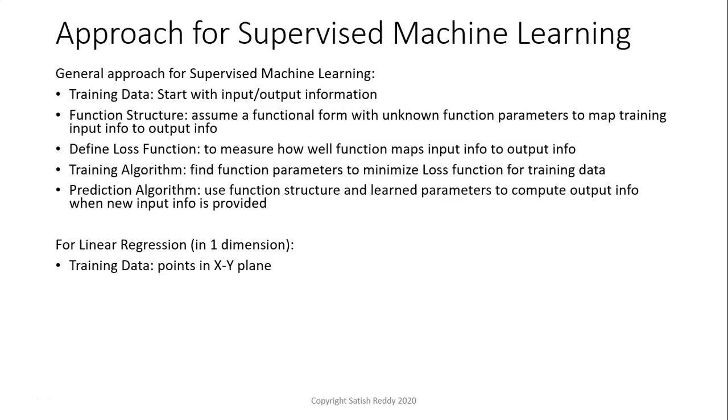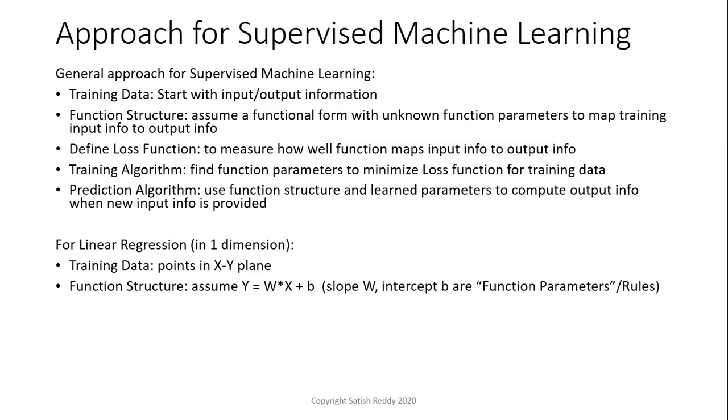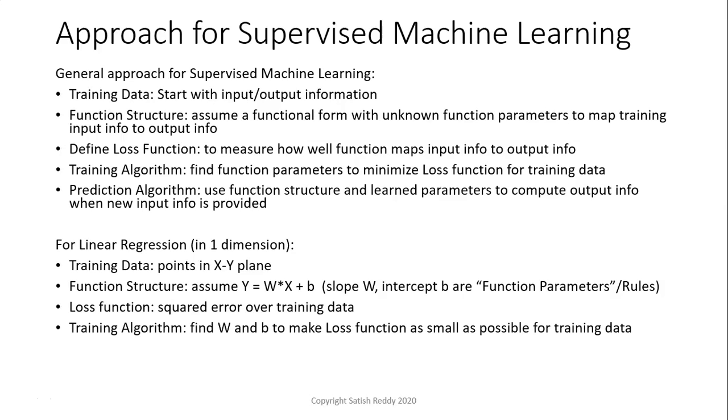So the training data consists of points in the xy plane. The function structure is a line, so we assume that y equals wx plus b, where we have slope w and intercept b. These are the function parameters mentioned above. The loss function, as we will see, is a squared error over the training data, and the training algorithm, the goal is to find the w and b to make the loss function as small as possible for the training data.